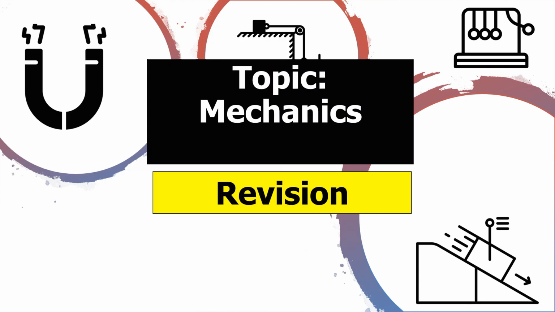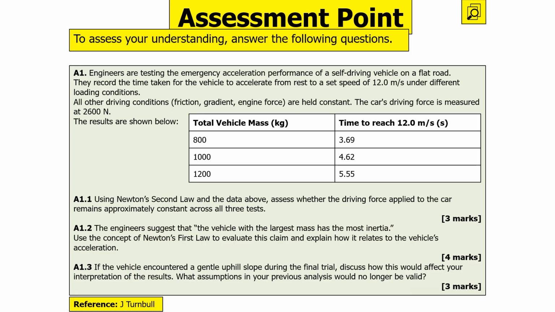Let's now have a look at some exam style questions regarding this topic. Engineers are testing the emergency acceleration performance of a self-driving vehicle on a flat road. They record the time taken for the vehicles to accelerate from rest to a set speed of 12 meters per second under different loading conditions. All other driving conditions are held constant. The car's driving force is measured at 2,600 newtons, and here are the results.